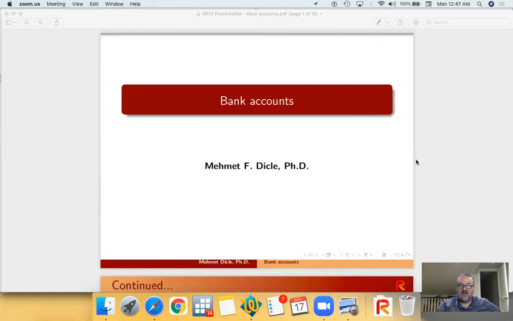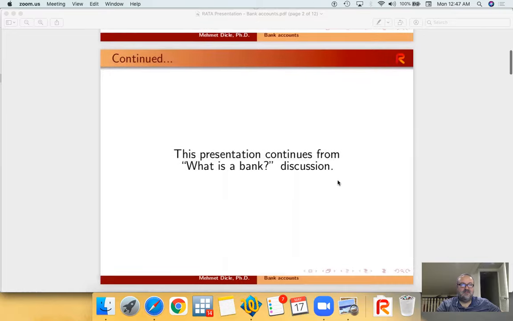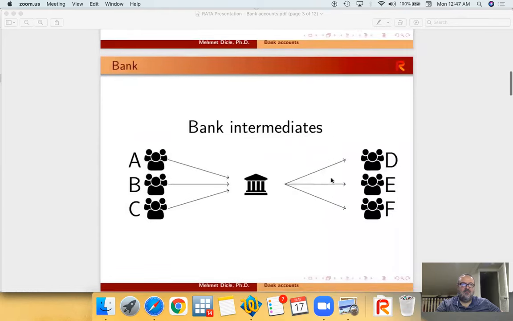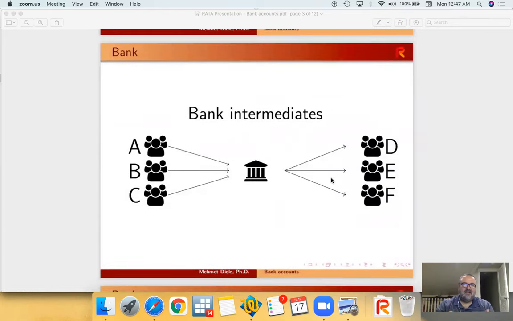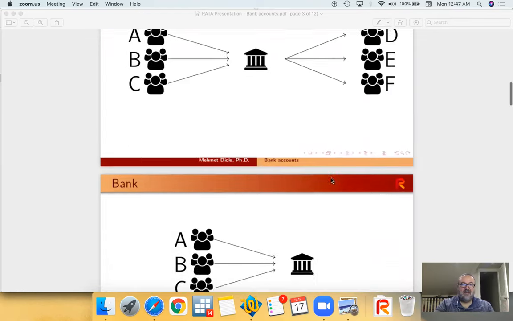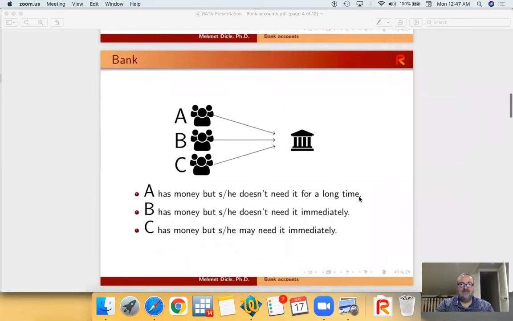We're talking about different kinds of bank accounts, and this presentation builds on top of the previous presentation about what is a bank. So I would suggest that you actually study that first and then go into this one. So the main argument is that a bank is an intermediary between the people who have money and the people who need money. So the people who have money, they have it for different time periods.